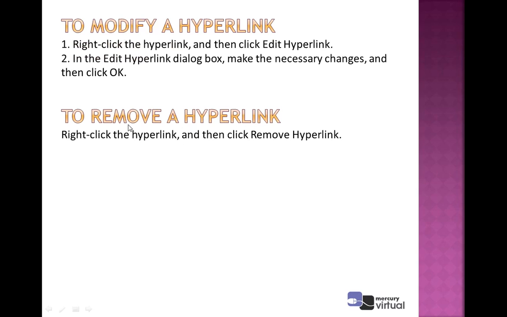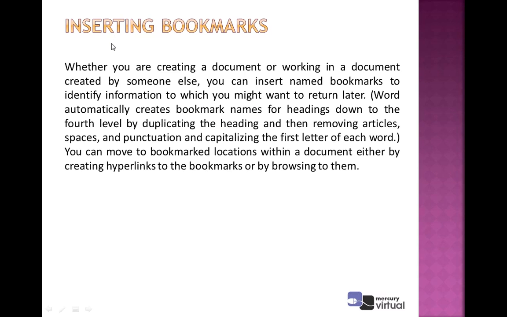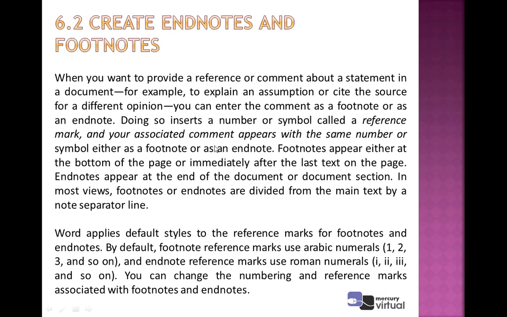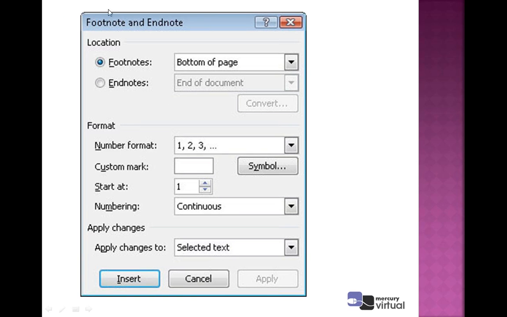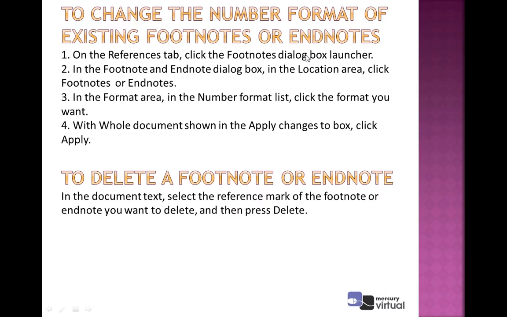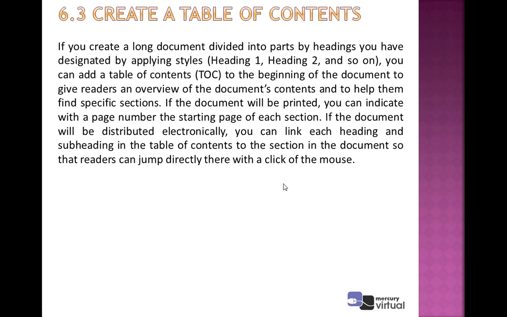How to modify a hyperlink. Then we studied how to remove a hyperlink. Then we studied how to insert a bookmark, how to create the endnote and footnote. These are the footnote and endnote dialog box. Then how to create an endnote or footnote by using the cursor position. Then we studied how to change the number format of the existing footnote or endnote. Then we also talked about how to delete a footnote or endnote.